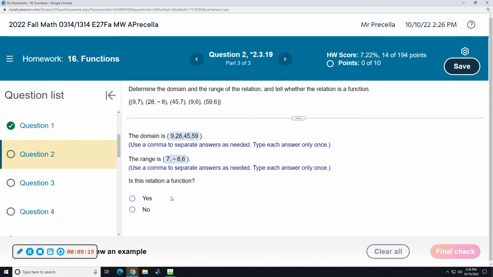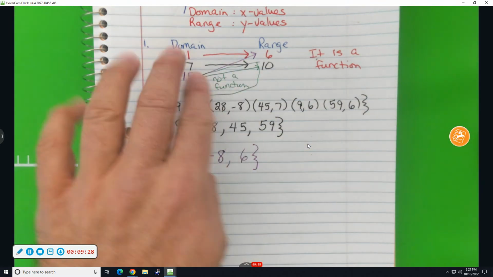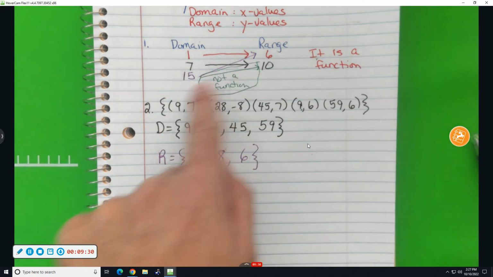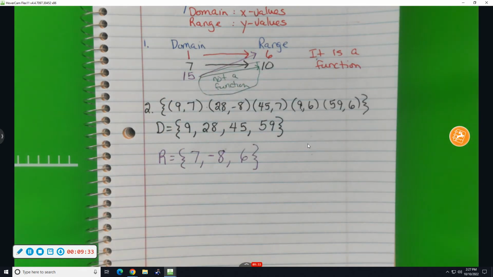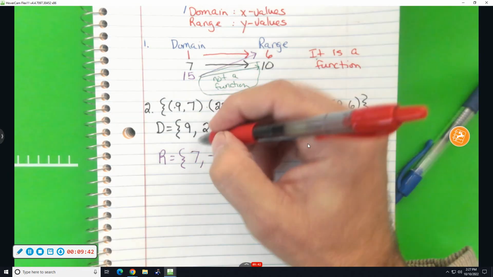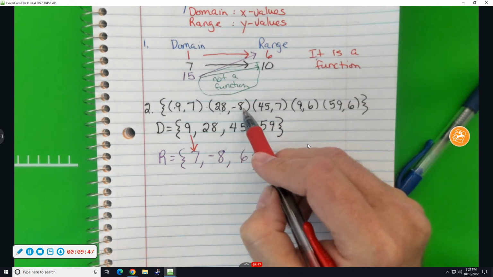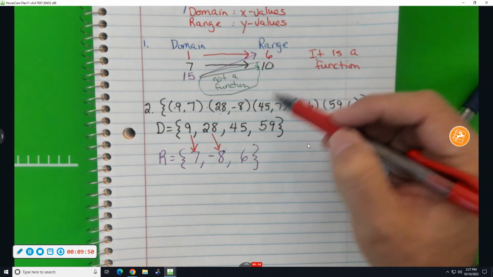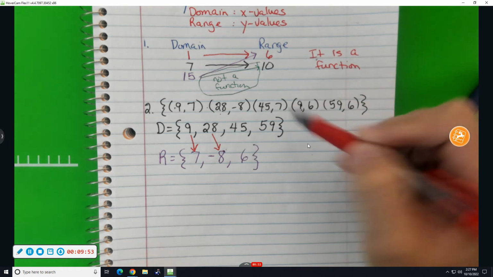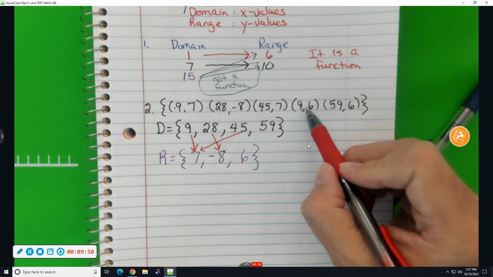And now it says, is this a function? Well, I sort of like these arrows like this, because with the arrows, if there's 2 arrows from one x value, then it's not a function. So I'm going to draw the arrows. Like here, the 9, 7. I'm just going to draw arrows. Then the 28, negative 8 goes like that. 45, 7. Okay. 9, 6.